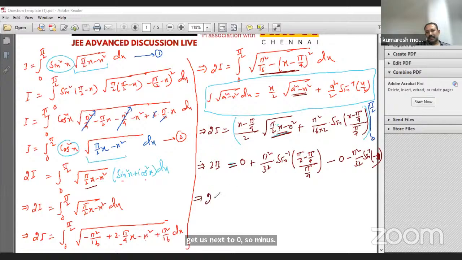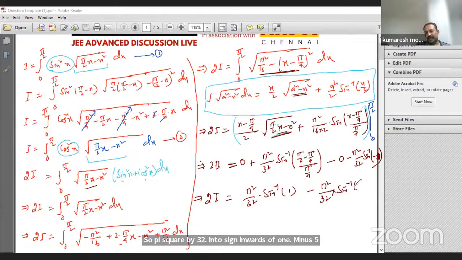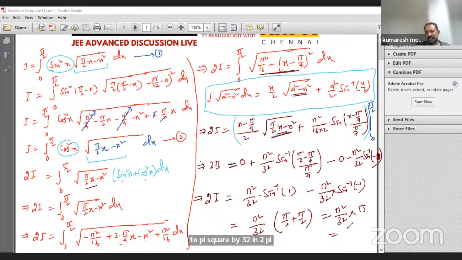So which implies 2I is equal to, this pi by 2 minus pi by 4 will come pi by 4. This is equal to what? 1. So pi square by 32 into sine inverse of 1 minus pi square by 32 into sine inverse of minus 1. And you know that sine inverse of 1 equal to pi by 2, it will become minus pi by 2. So it will become pi square by 32 common. So pi by 2 plus pi by 2, which implies what? Is equal to pi square by 32 into pi. So this is equal to what? Pi cube by 32. So therefore I should divide by 2 both sides to get I. So I equal to pi cube by 64.